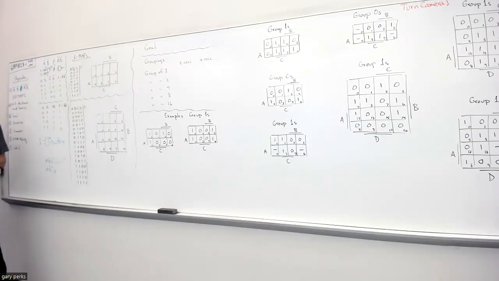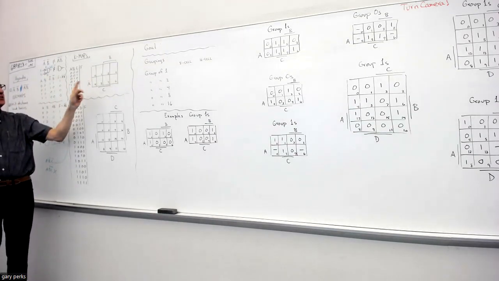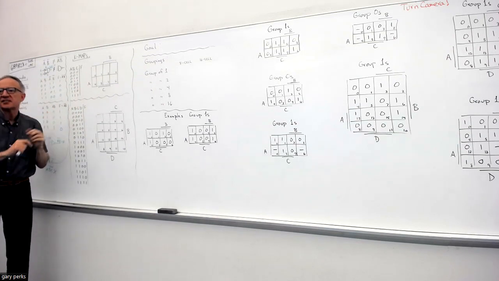Okay. So the first thing that usually people wonder about when they first look at a Karnaugh map is why is the numbering like that? You know, why isn't it just 0, 1, 2, 3, 4, 5, 6, 7? Like, why isn't the numbering in order?